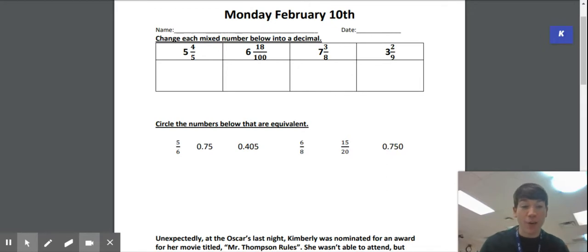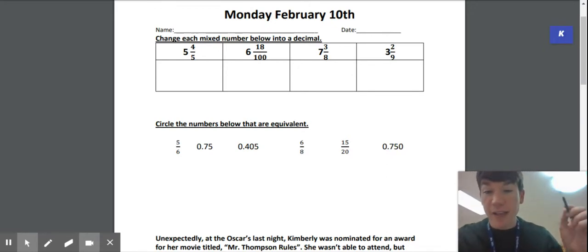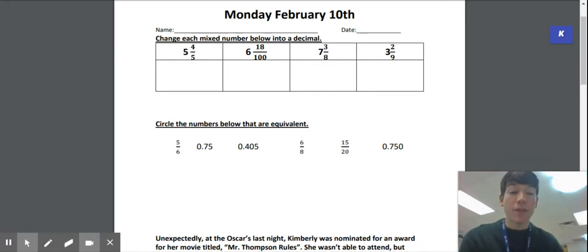Let's get started on homework for tonight. So the first set of directions here says change each mixed number below into a decimal. Remember, a mixed number is when we have a whole number and a fraction together. So we just want a whole number and a decimal together.